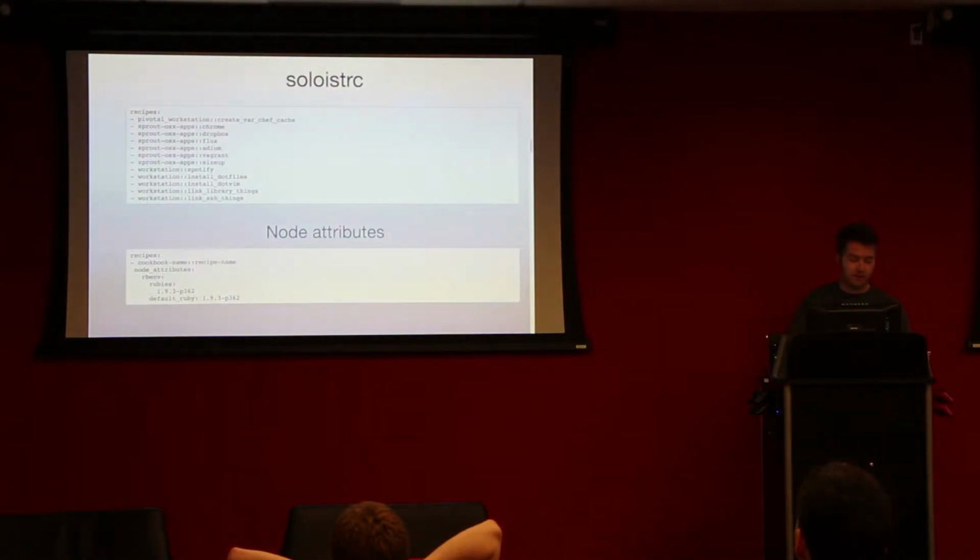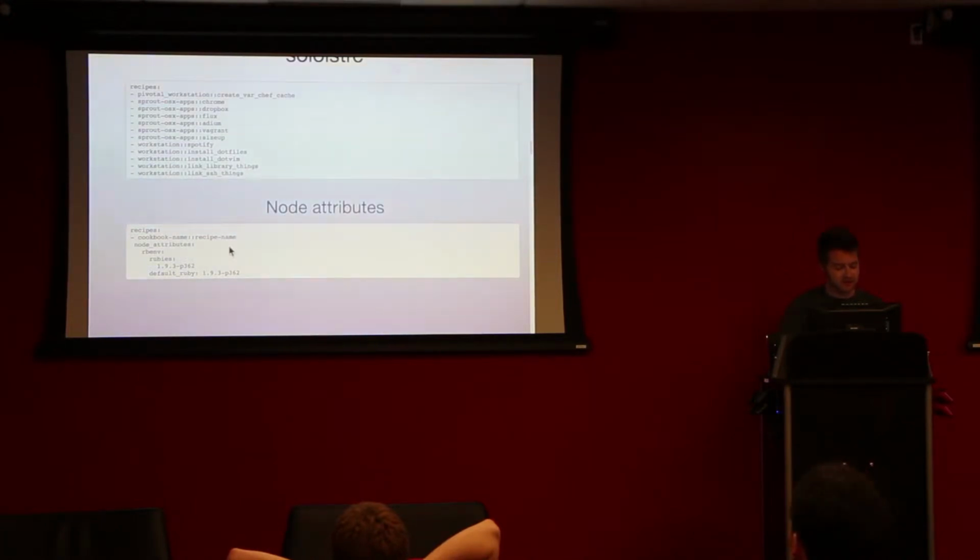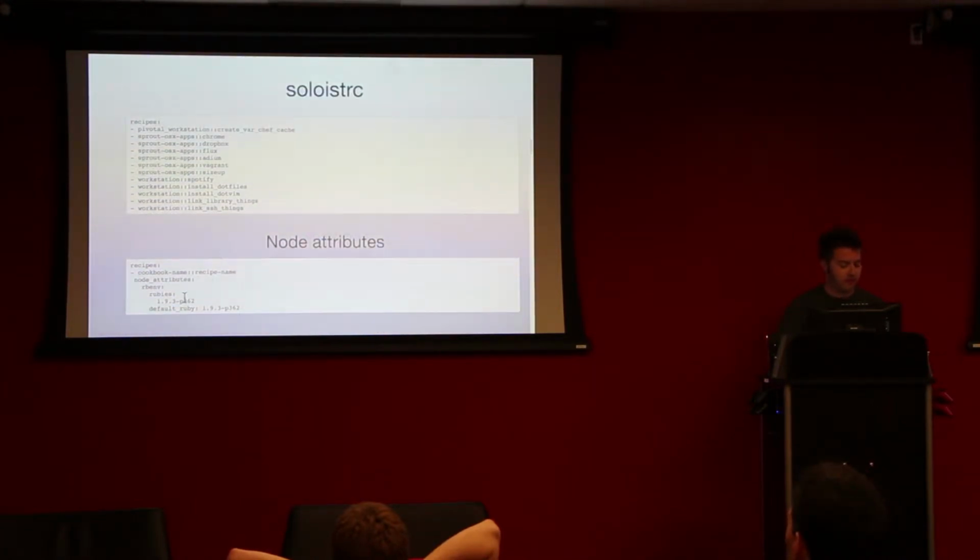So here's the Soloist RC, and basically all it does is it tells you, these are the recipes that I want to run on my laptop or desktop. And they're fairly self-explanatory. Right? The first one installs Chrome, Dropbox, etc. You can also set node attributes inside of the Soloist RC. What that would do is, in this example, we're providing the versions of Ruby we want installed to RBN, and then we're going to set the default Ruby. So you could add 2.0.0-p247, and the next time you run Soloist, it would build that for you, and if you wanted, you could set the default.